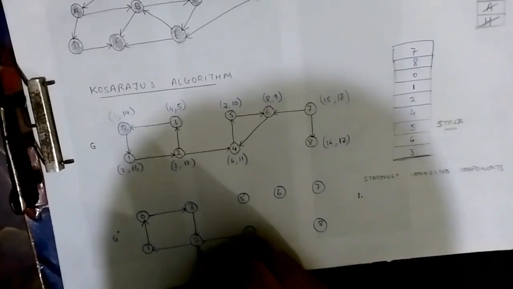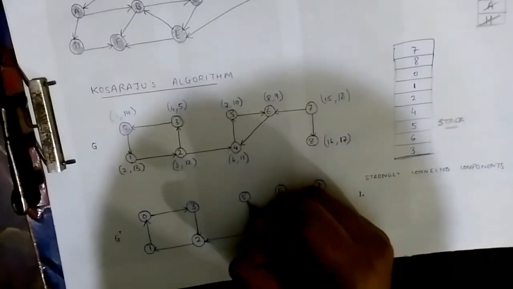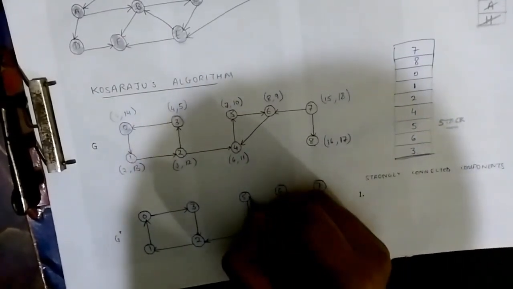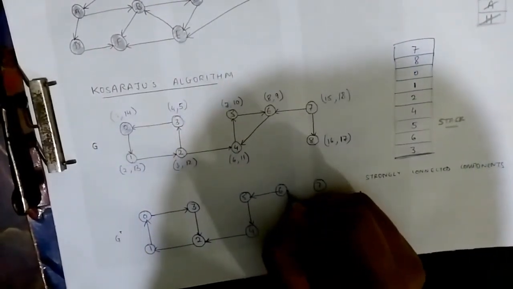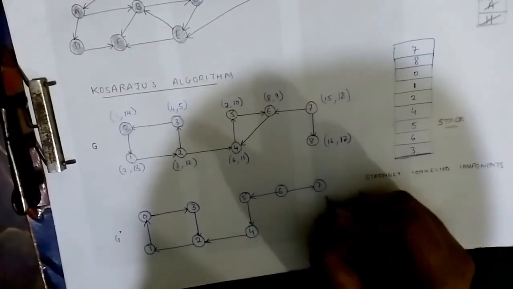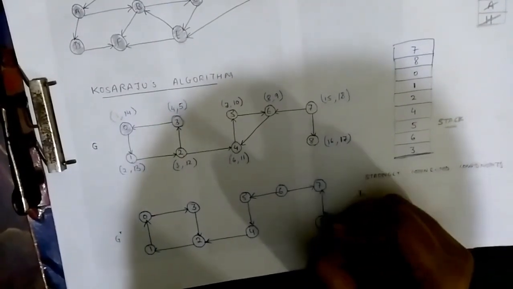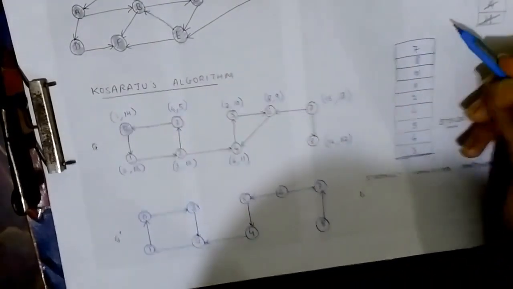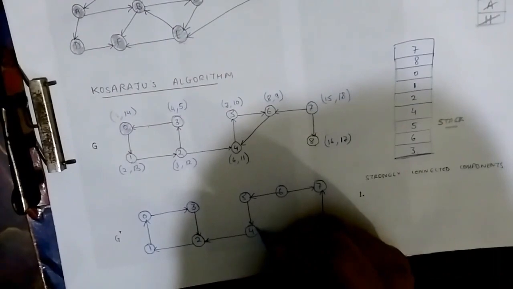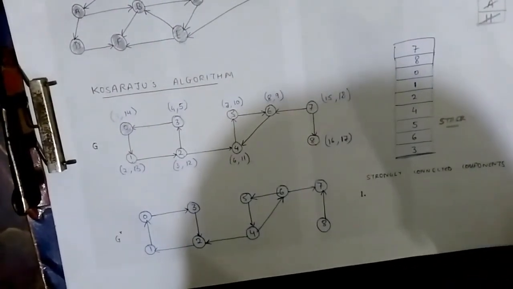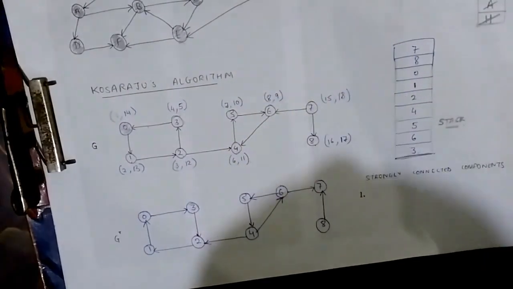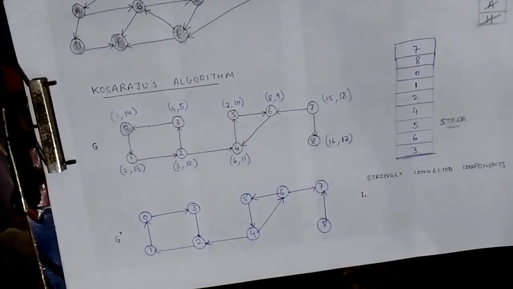You need to be very careful with this. Now what we'll do is, after reversing all of the edges, we'll pop one element out of the stack and using it as the starting vertex, we'll perform DFS traversal, and this will give us the strongly connected components.